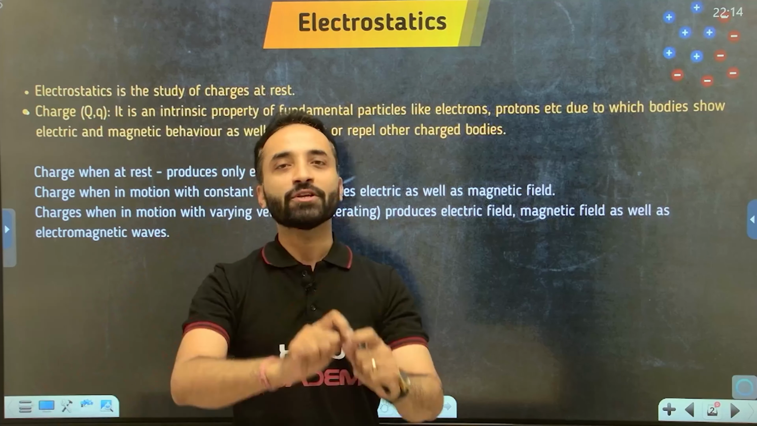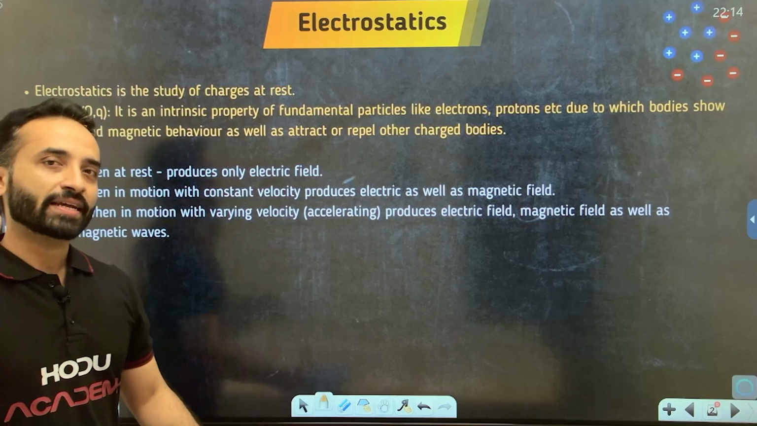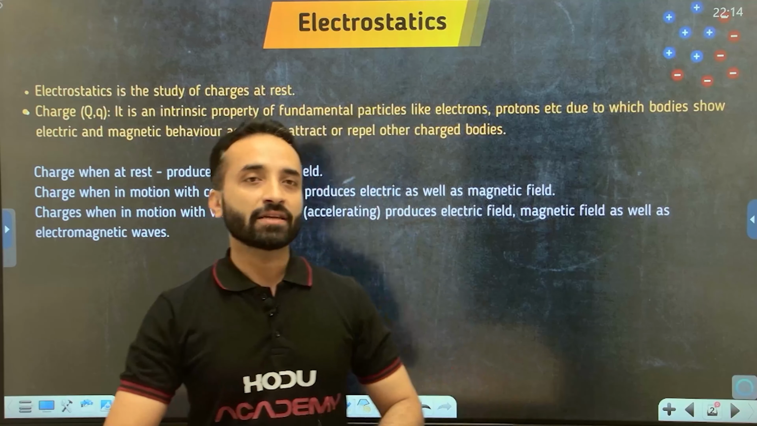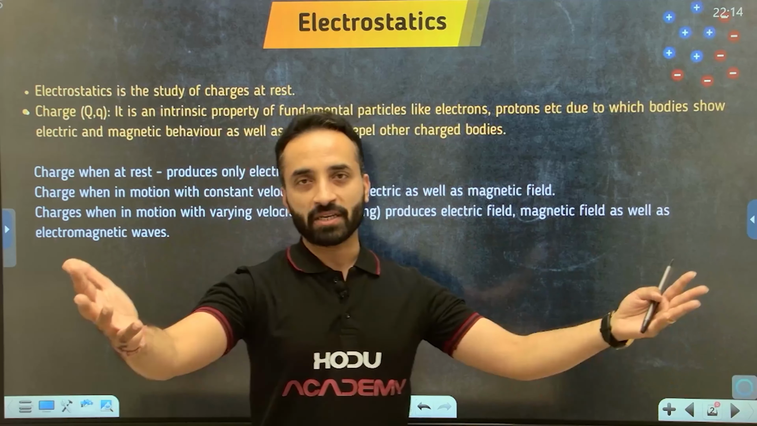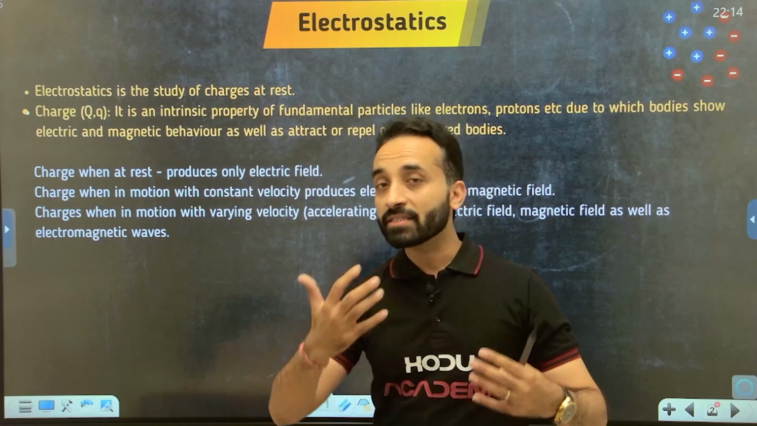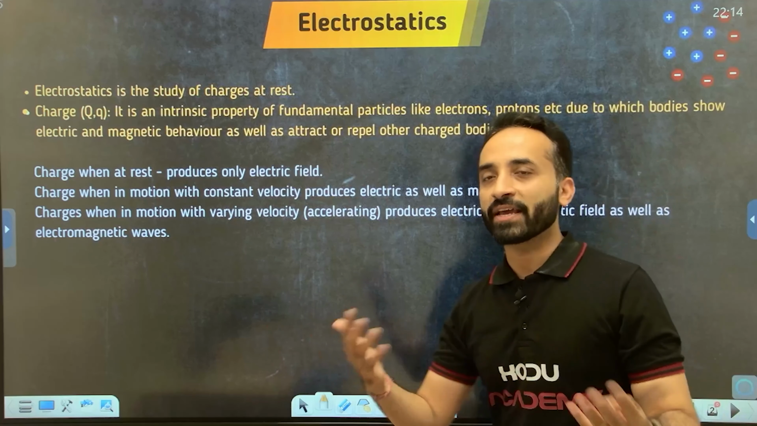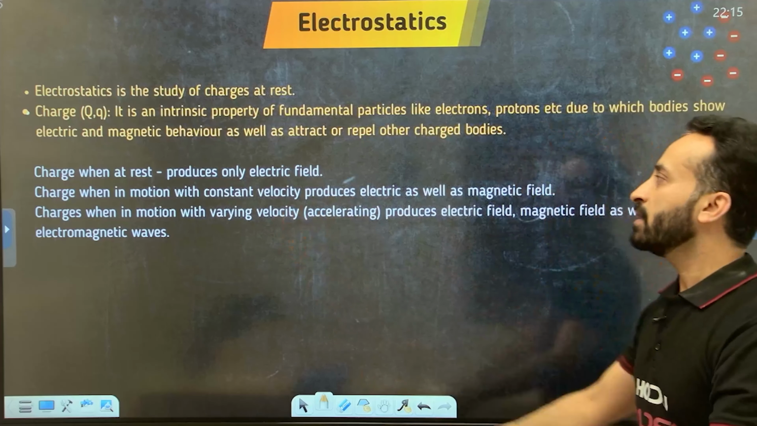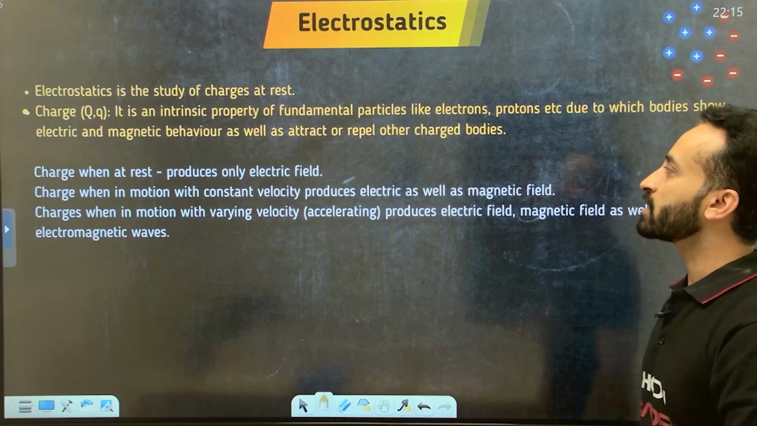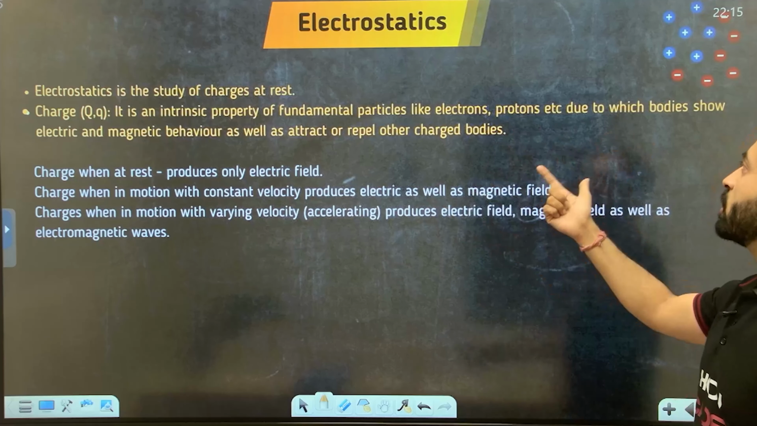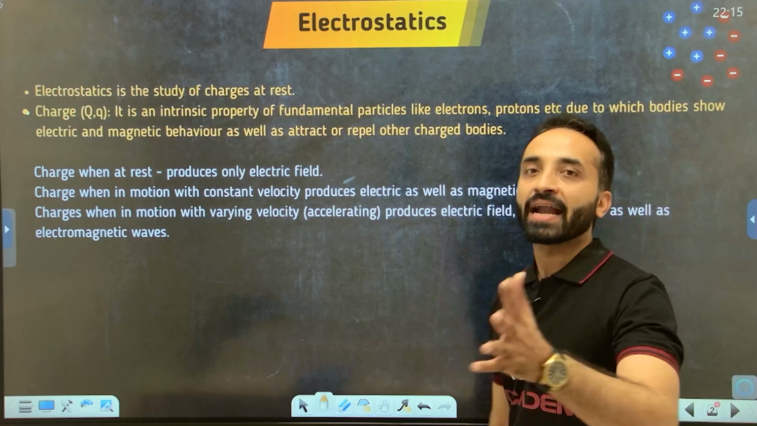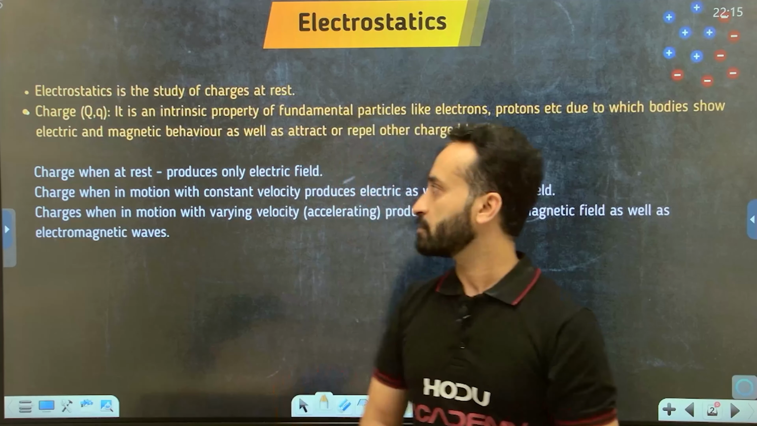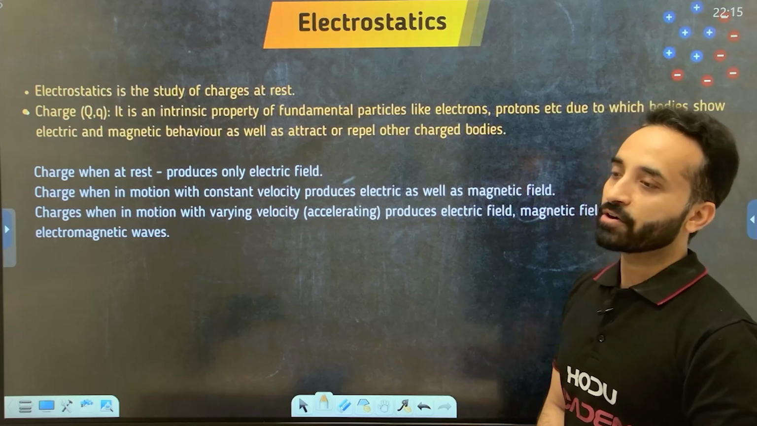Now this definition will make sense to you: electric charge is an intrinsic, the most basic property that we will use to define other properties, but it is such a basic property that it defines other properties and is not defined itself. So it is a fundamental property, an inherent property, whatever you may call it, of fundamental particles like electrons, protons, due to which bodies show electric and magnetic behavior. Whatever electric and magnetic behavior you see is because of charges, right? As well as attract or repel other charged bodies.